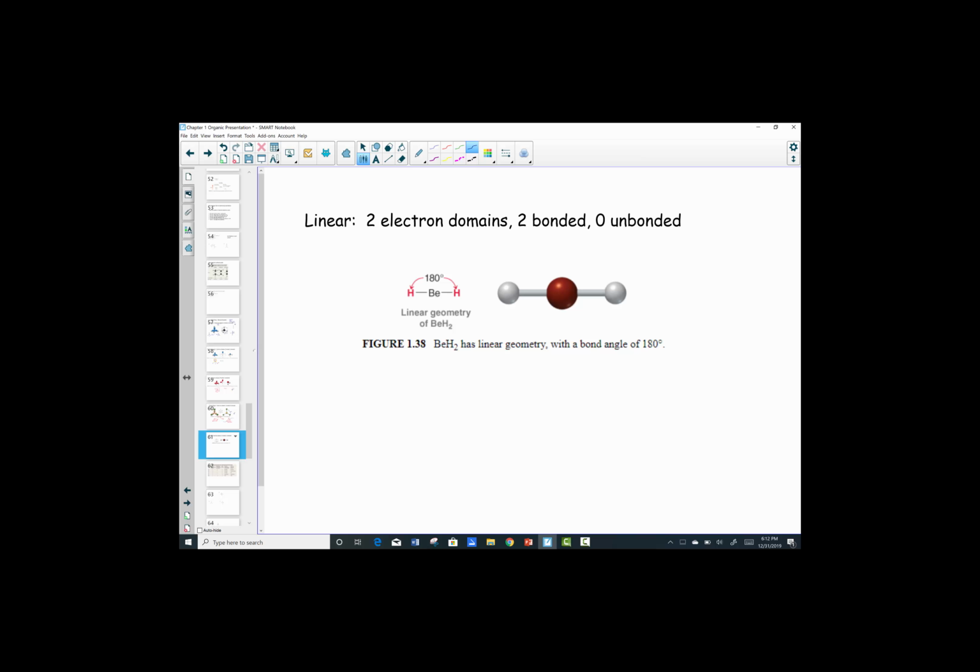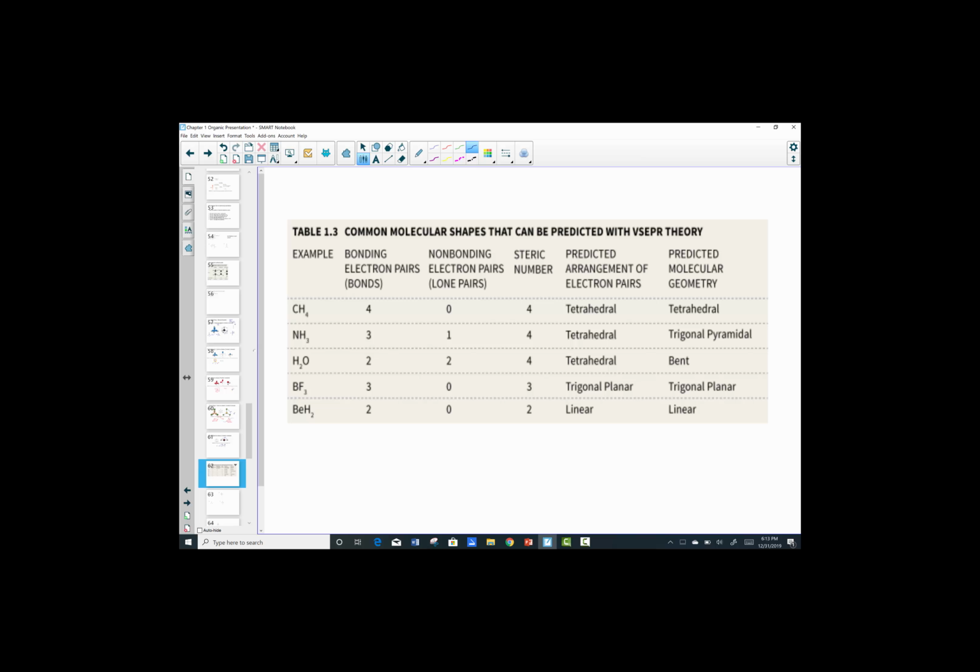A third characteristic of VSEPR is a linear configuration in which we have simply 2 electron domains and all 2 are bonded. Here you can clearly see if this were Be and then hydrogen on each side, the bond angle would be a straight line of 180 degrees. A triple bond carbon is also an example of 180 degrees, not only between the 2 carbons, but also leading out to the next branch as well. So a linear geometry.